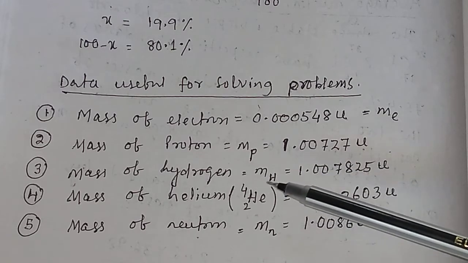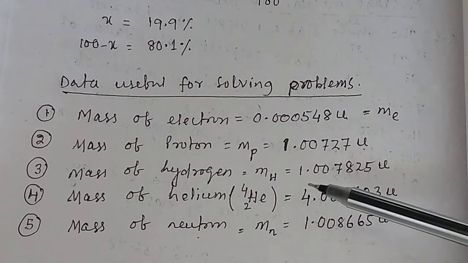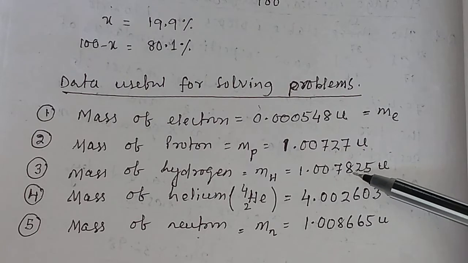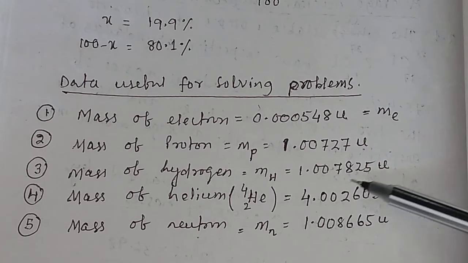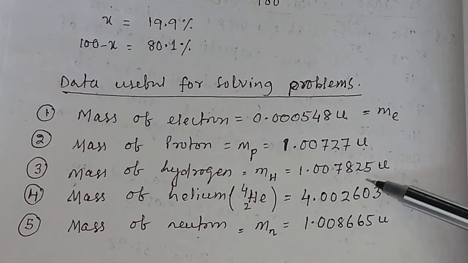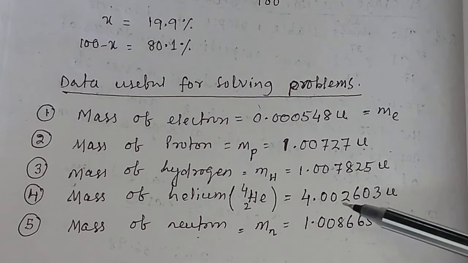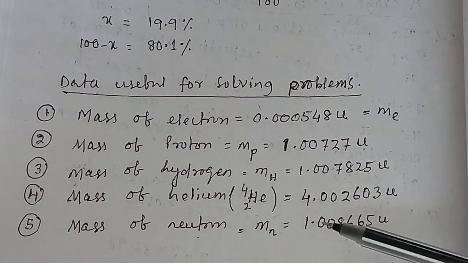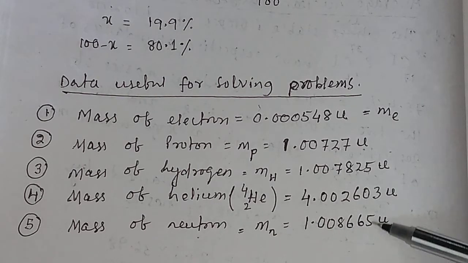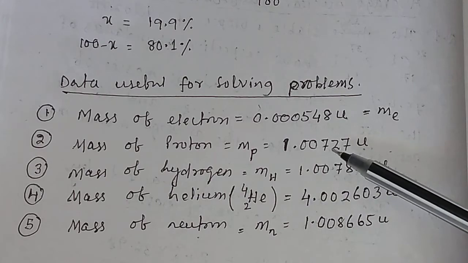Then what will be the mass of hydrogen? If you add the mass of proton and electron, the mass of hydrogen will be equal to 1.007825 U. Similarly, the mass of helium, which is basically 4 times the mass of hydrogen, is equal to 4.002603 U. And the mass of neutron is 1.008665 U. You see, the mass of neutron is more than the mass of proton.